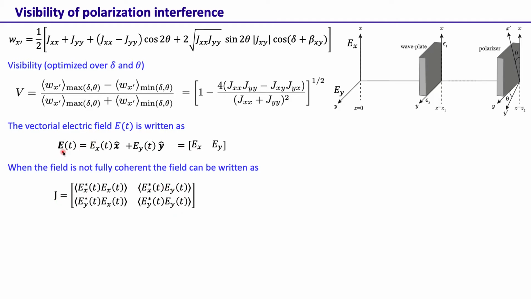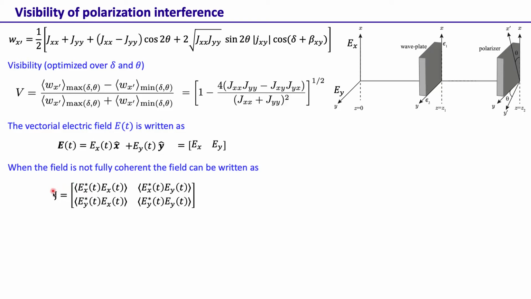So if the field is perfectly coherent, we can just write it as Ex, Ey, but if the field is not perfectly coherent, not fully coherent, then we have to write it in this manner. And what we are writing here is the correlation of the field with itself, Ex star Ex, and the correlation of the field with itself in the other direction, Ey star Ey. So that's like the intensity or spectral density in the x direction, spectral density in the y direction, and these cross terms are Ex star Ey, Ey star Ex. So this is just a way of representing a partially coherent field.